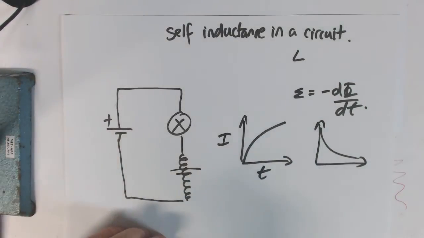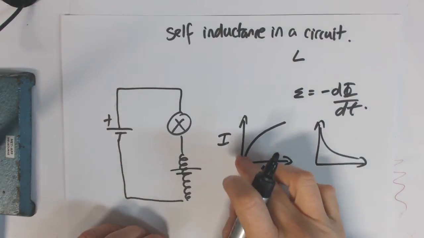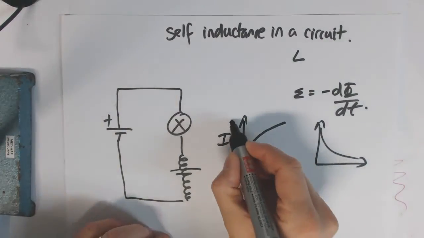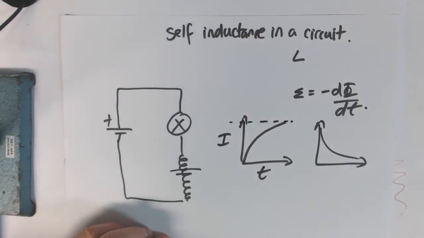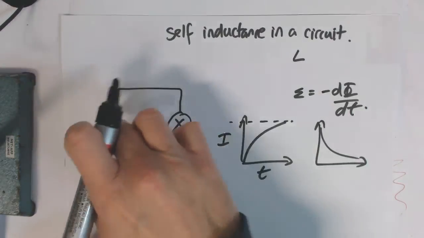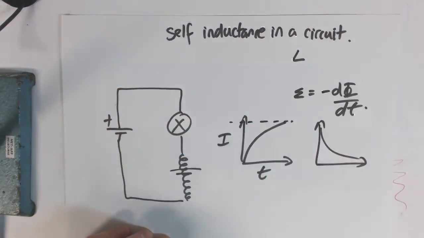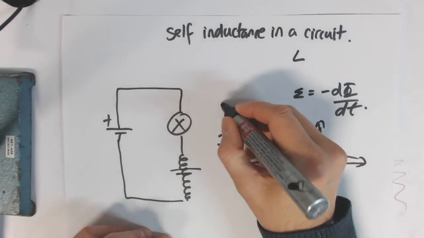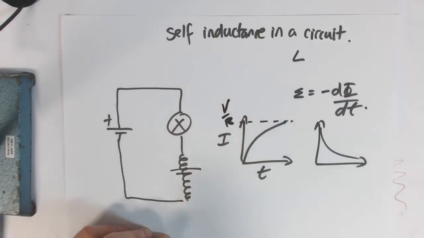Okay, so the current tries to build up rapidly, but we get this opposing voltage, and so it takes a little while for the current in the coil to build up to its maximum value. At this stage, the current is steady, and it would be the same current that we'd expect from having that voltage, that resistance, and the small amount of normal resistance that's in that coil. That current would just be the voltage over the resistance in the circuit.